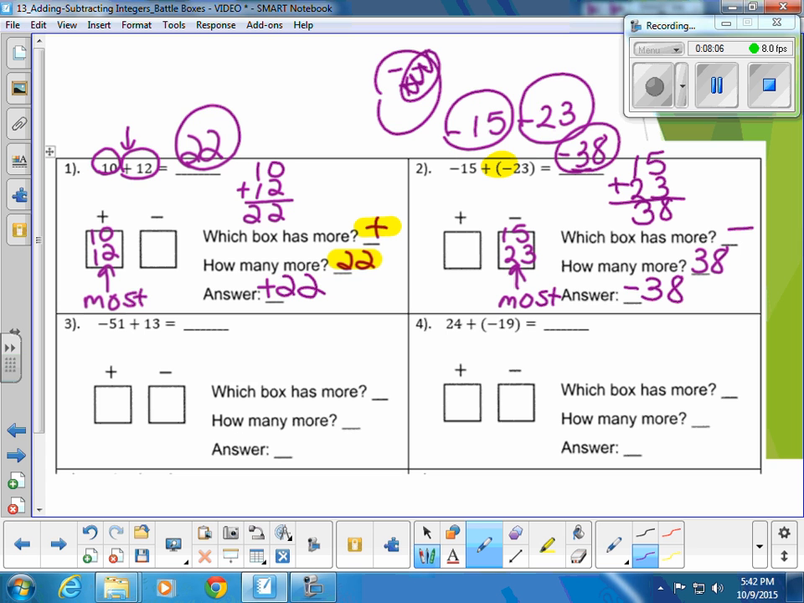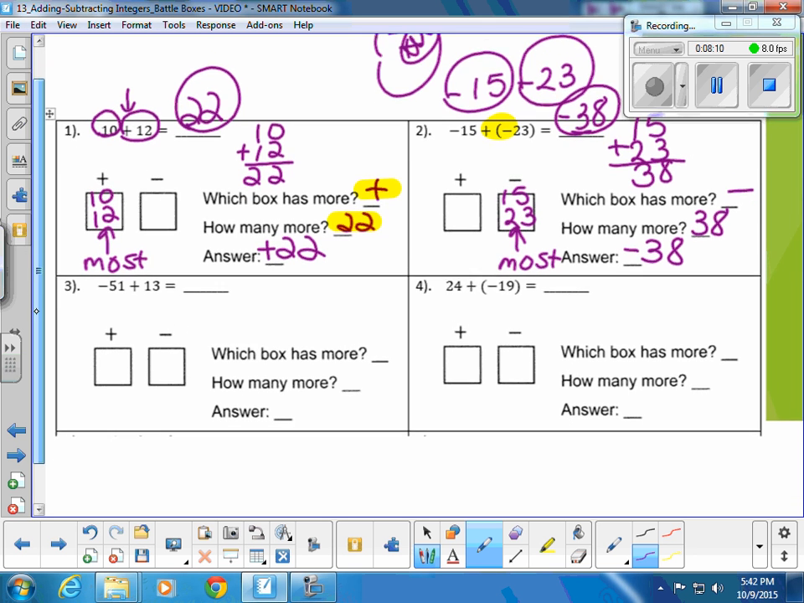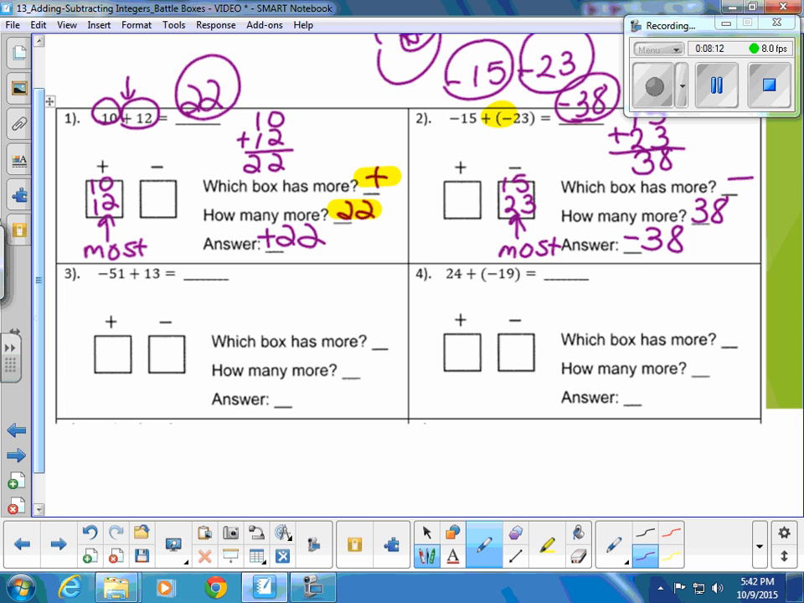So far, that should be pretty easy. The battle boxes are there to help you, to clarify, to make things easier. However, if you're finding it a little confusing, we're going to keep doing some more practice. And then when we're in class next Tuesday, I will teach you guys a song to help you with the other parts of the integers.